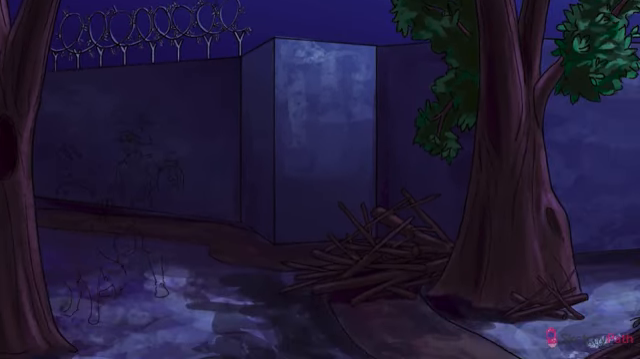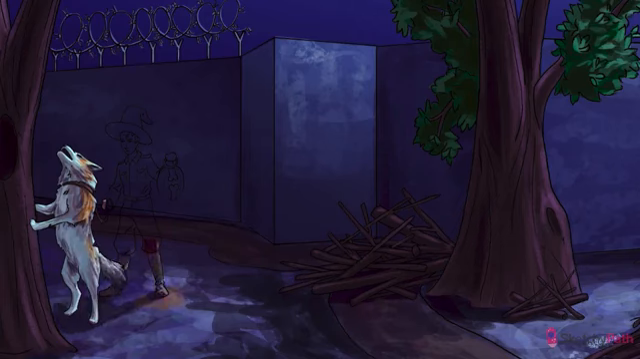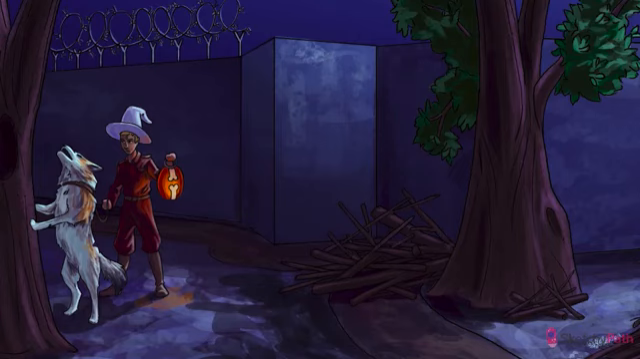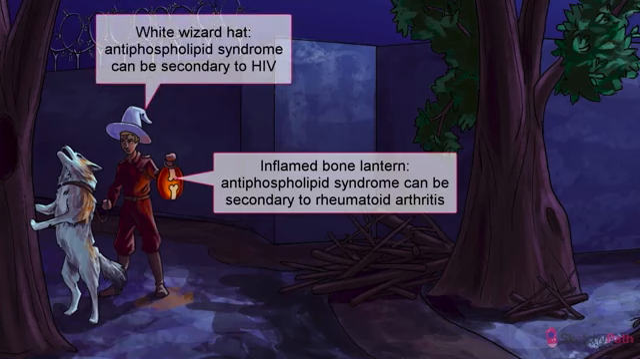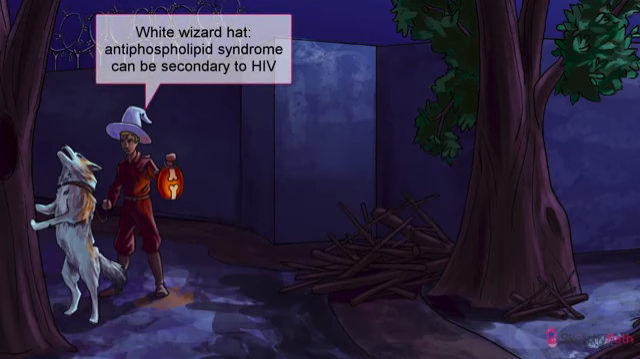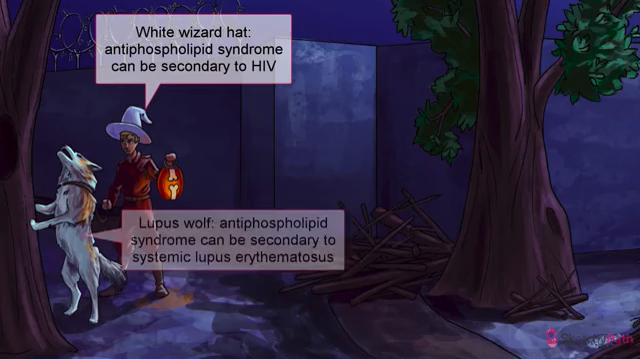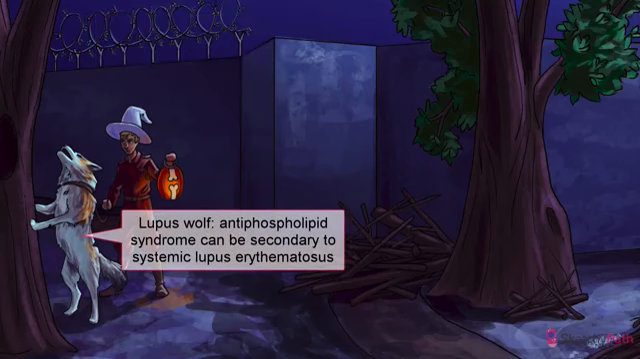Antiphospholipid syndrome often develops secondary to some other autoimmune conditions. This is called secondary antiphospholipid syndrome. A few of the more common associated conditions are embodied by the guard here, hunting down the escaped prisoners. Let's see here. We've got rheumatoid arthritis, symbolized by that inflamed bone lantern. That white wizard hat is our recurring symbol for HIV. The evil white wizard from Sketchy Farm. And lastly, we've brought back our lupus wolf, representing systemic lupus erythematosus.